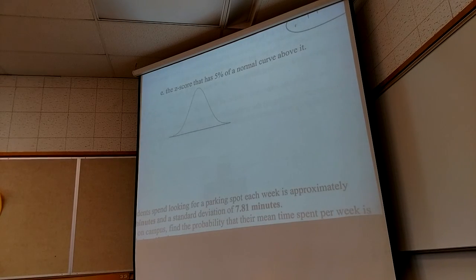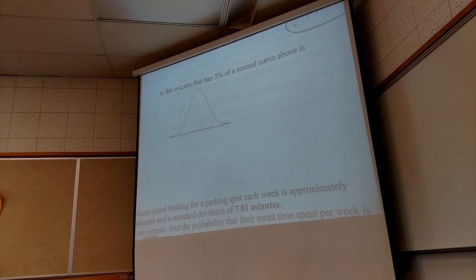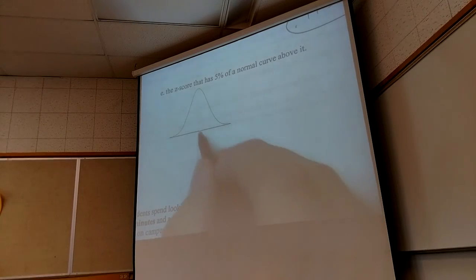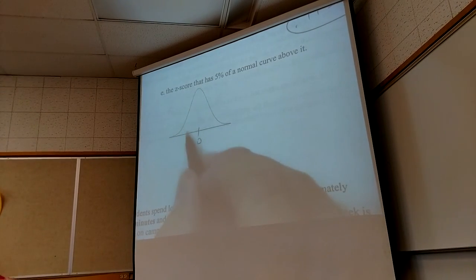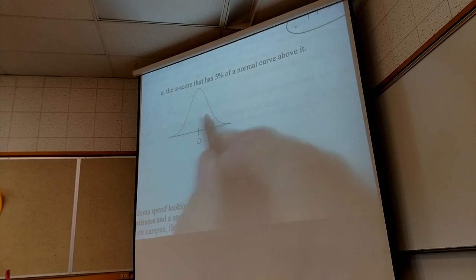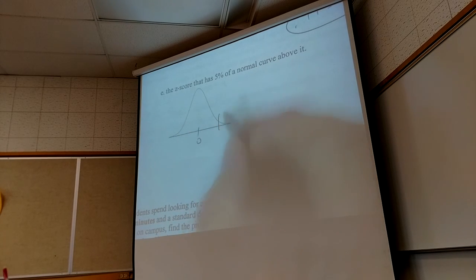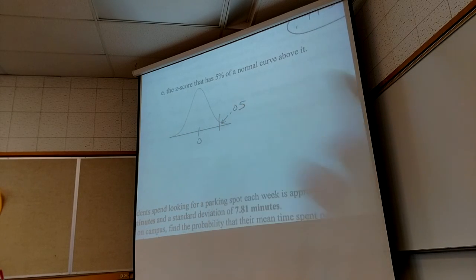Now this one is a little more direct. It's not based on percentiles exactly, not the way it's worded. It's got to have 5% above it. So of course, where is that going to be? Down here? No, it doesn't make any sense. It's got to be way up here somewhere, right? You can only have 5% above it.